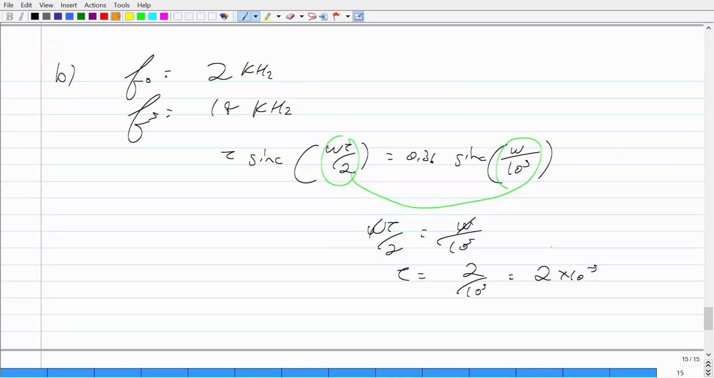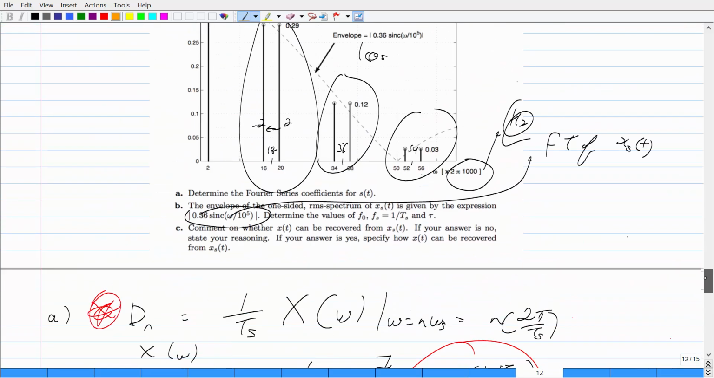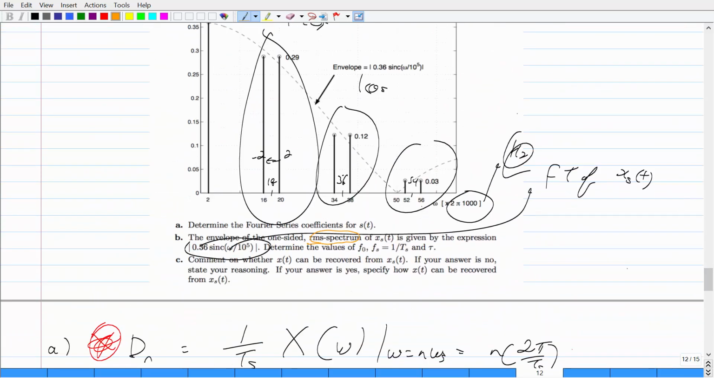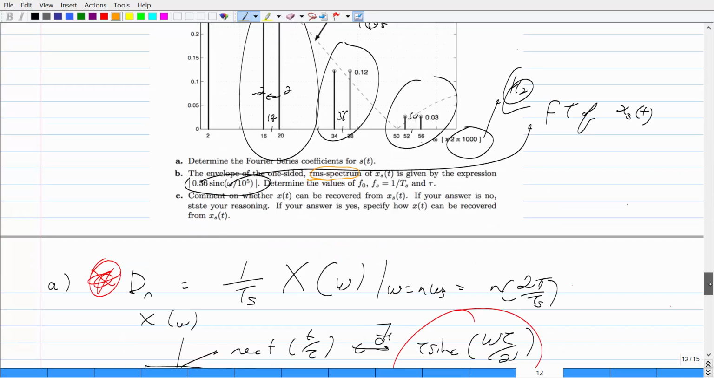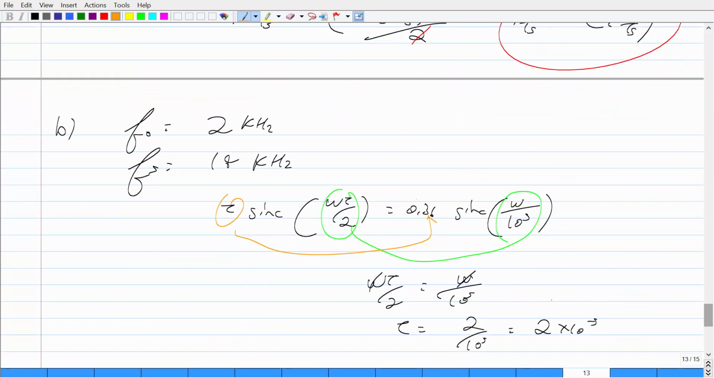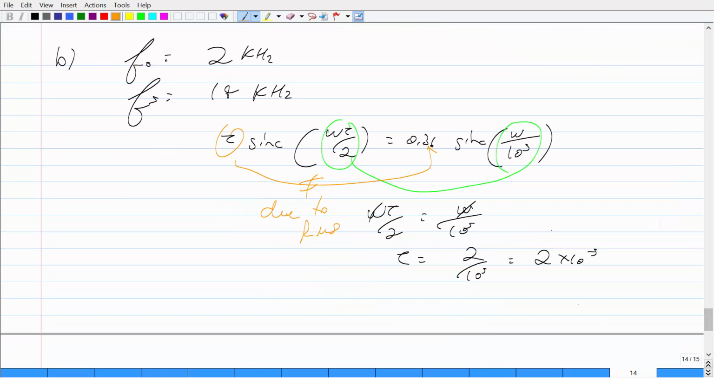So this 0.36, remember, you can't just use this blindly, because the spectrum is RMS. There's a factor on top of the magnitude, so this doesn't work because of RMS. You have to use the internals instead. So you set this equal to that because that's what is given to us, and then we see that the pulse width is 2 times 10 to the minus 5.